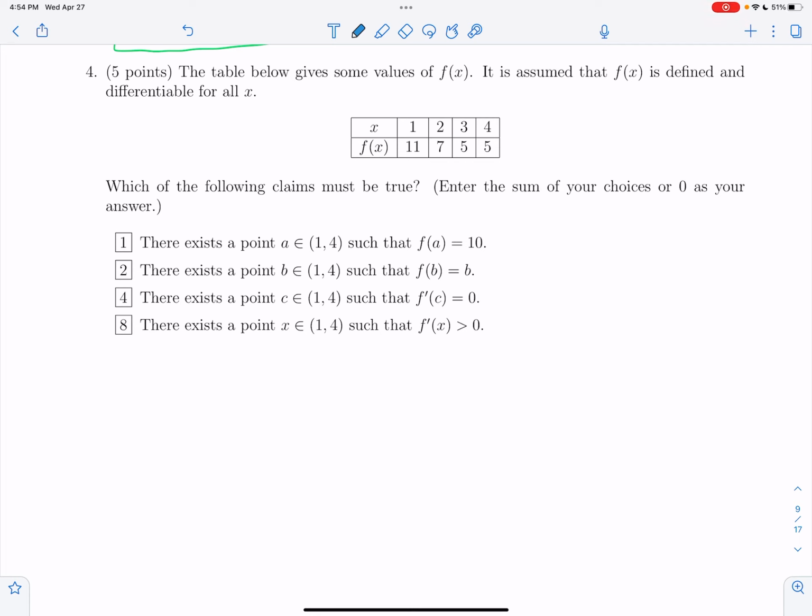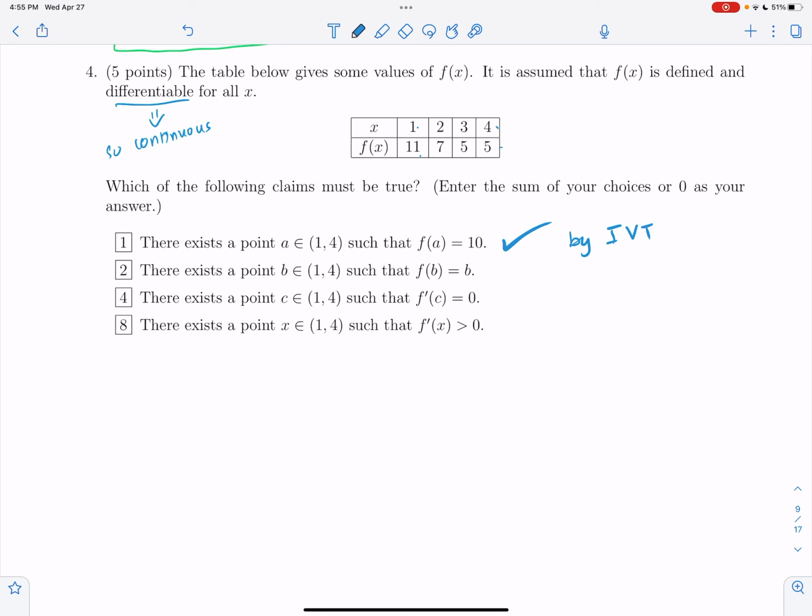The first one says there exists a point A in 1 to 4 such that f of A is 10. Well, let's take a look. At 1, the value of the function is 11. At 4, the value of the function is 5. 10 is between f of 1 and f of 4. So there has to be an A between 1 and 4 such that f of A is that number 10. So this is true by the intermediate value theorem. Since it's differentiable, it means that it is continuous.